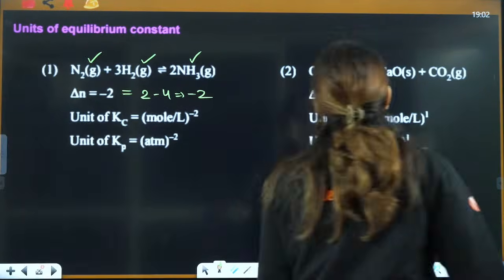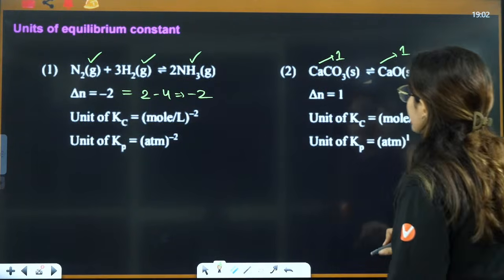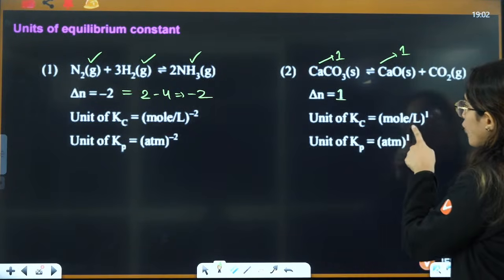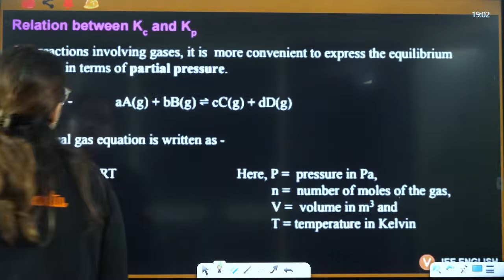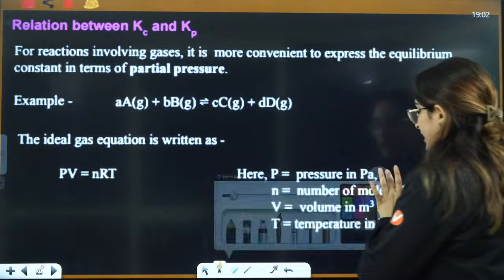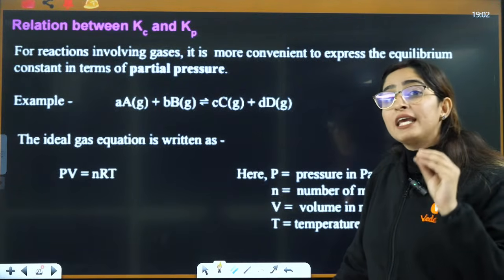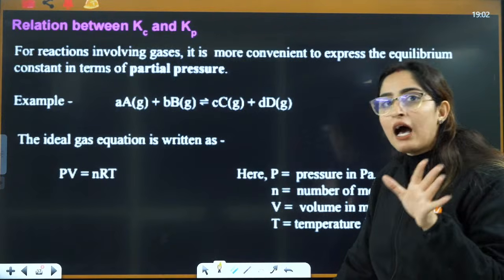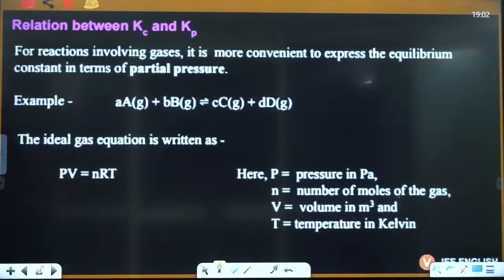to power minus 2. In this case, this is 1, and that is the reason delta Ng will be equal to 1. So the unit of Kc will be mole per liter to the power 1, and the unit of Kp will be atmosphere raised to power 1. Right? Okay. Now let us define the relation of Kp and Kc, which is a very, very important relation from where questions are directly asked to you in the exam. Very direct questions are asked here, right?